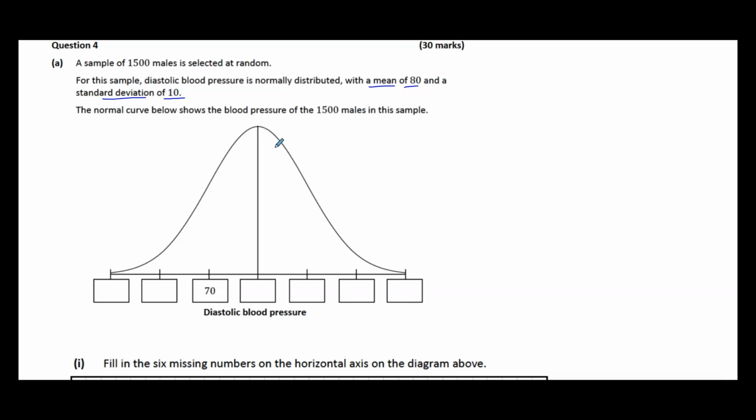Well, always remember that the area under the curve, first of all, adds up to 1, or we can say 100%. It is all probabilities. It's all of the possible outcomes. So that's the idea of that curve.